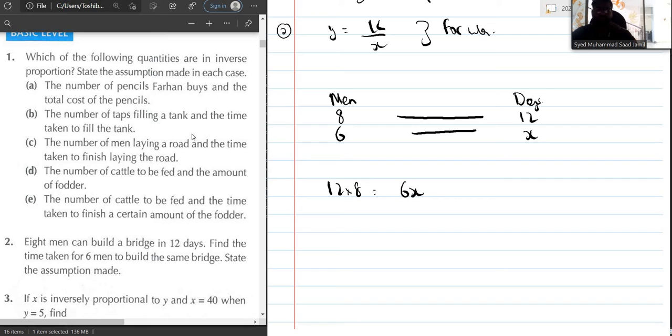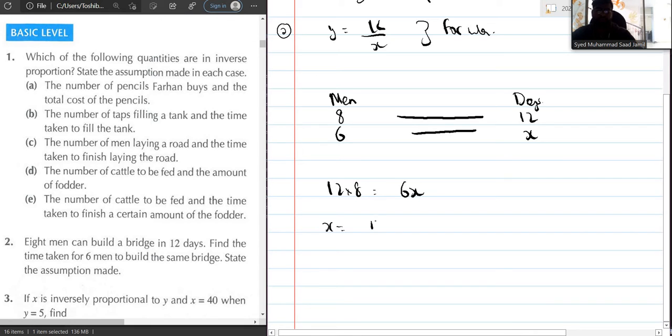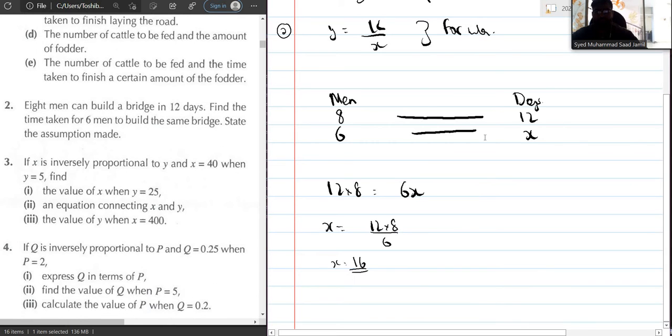So moving on, this becomes x equals 12 multiplied by 8 divided by 6. So now that means x equals 16. So what is inverse proportion? When one thing increases, the other decreases. Or when one thing decreases, the other increases. So you can see when the number of men decreased, the days automatically increased, which is quite logical as well. So this was the straight multiplication method. Now we will solve it using the formula.